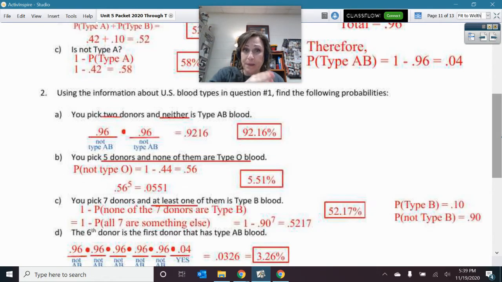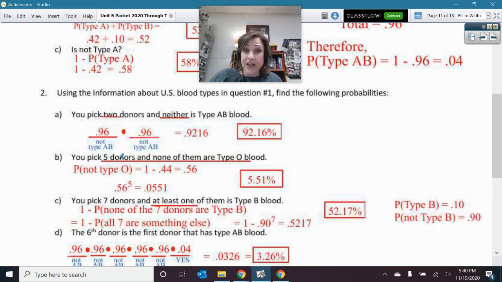And so these are going to be independent events, because the type of blood one person has is not affecting the type that the other person has. So you pick two donors, and neither is type AB blood, so this one's not, and this second one is not. There you have your percent.